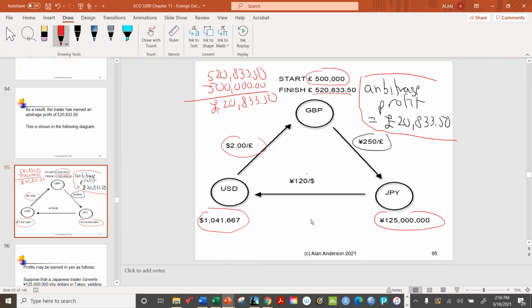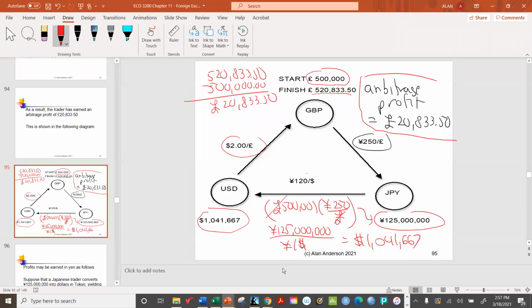Watch this. So 500,000 pounds multiplied by 250 yen per pound. These cancel out. If you took out your calculator and multiplied 500,000 by 250, you would end up with 125 million yen. Gotcha, okay, thank you. So now in some of these cases, we're multiplying and in some we're dividing. To get yen back to dollars, we're dividing 125 million yen by 120 yen per dollar, the yen cancel out and we're left with 1,041,667. That's where this comes from.